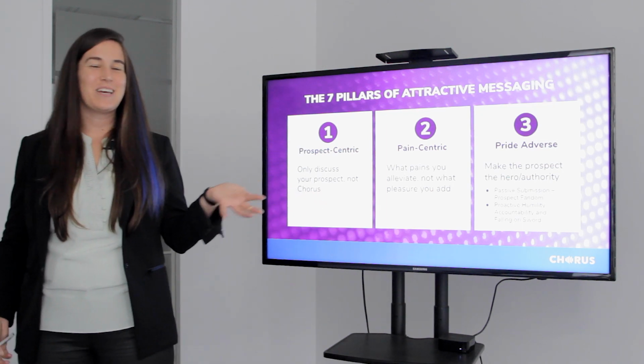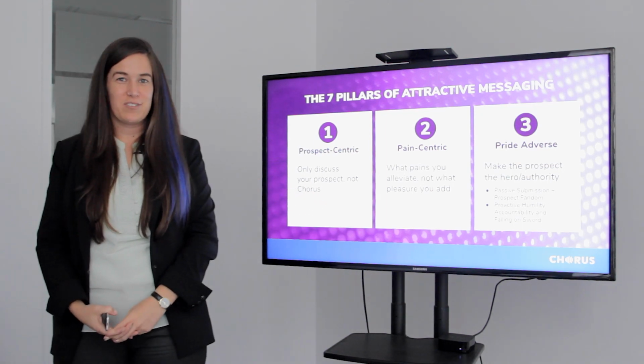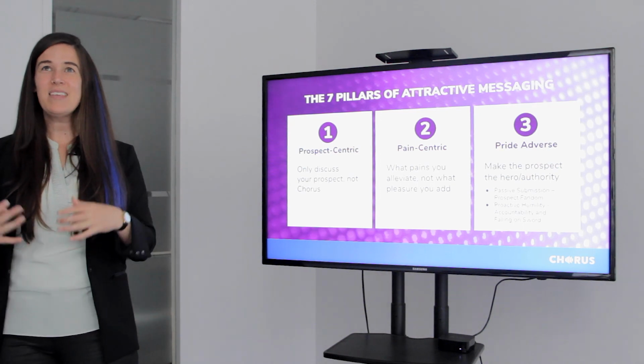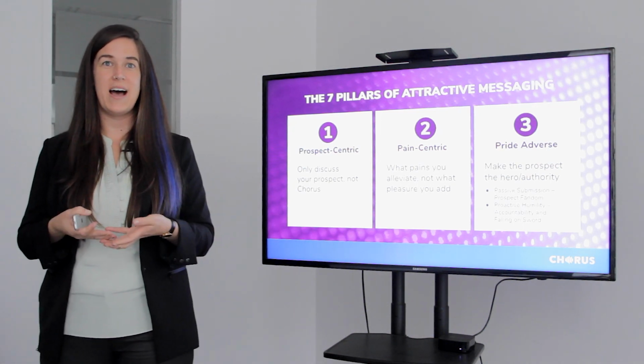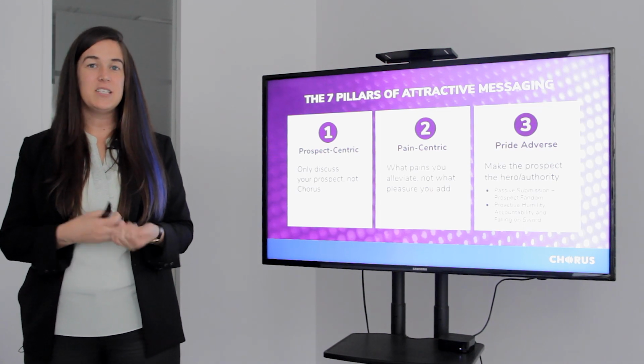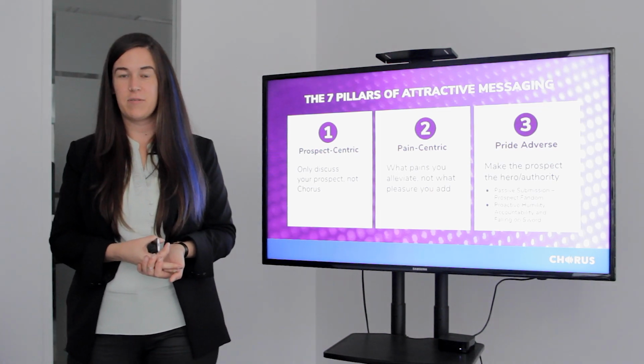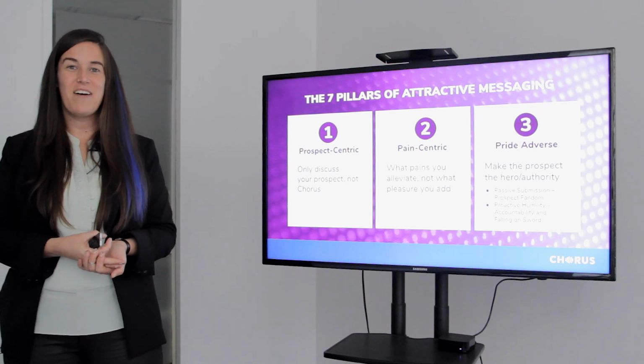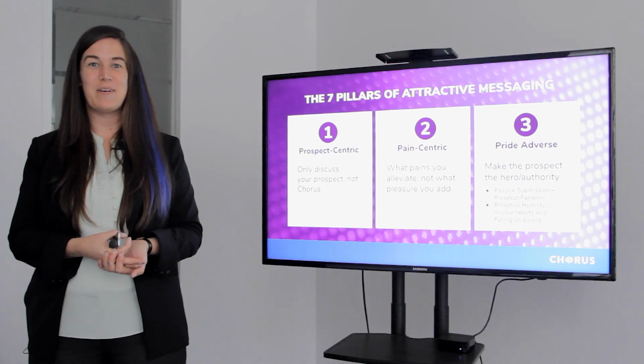The third one is going to be pride averse, or how to be pride aversive within your outreach. If I had to diagnose why the SDRs over here at Chorus do so well, it's because they're super pride aversive in their language. So in my experience, everyone doesn't like ego because everyone has it.